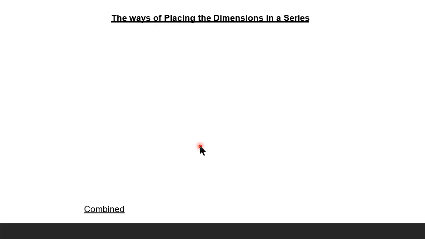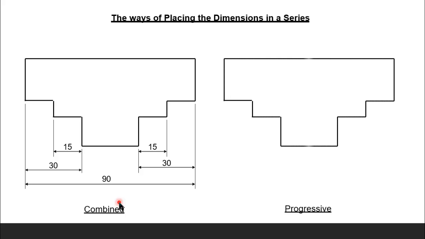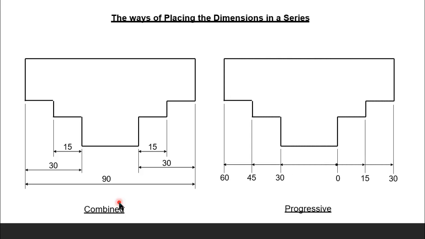Next category is combined. In the combined type we use parallel as well as chain, a combination of both. Then it will be the combined type of dimension. And the next one is progressive. In this progressive type, we fix the datum, and with respect to the datum we measure all the dimensions. For example, in this case, we set this one as datum 0. Then from this point, we give the dimensions progressively. This is 30, then 45. From this point it is 45. Then from this point it is 60. And on either side also, it is 15 and 30 with respect to this datum.